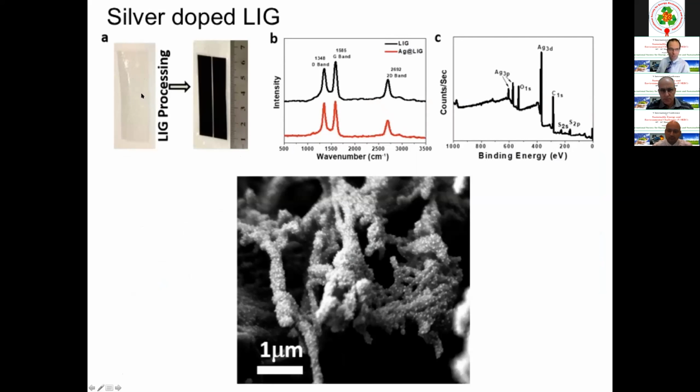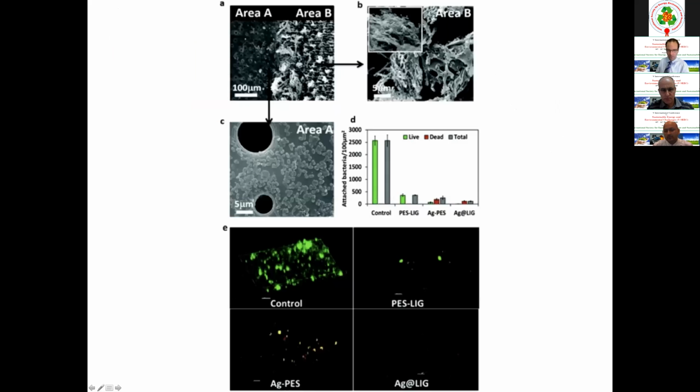So you put the silver salt into the precursor, and when you lase, the silver salt becomes silver nanoparticles. So you get silver nanoparticle embedded graphene, and here's the XPS and the Raman. You can see the silver in the graphene structure, and you can also see it with SEM, for example. You can see all these little white dots as the silver nanoparticles.